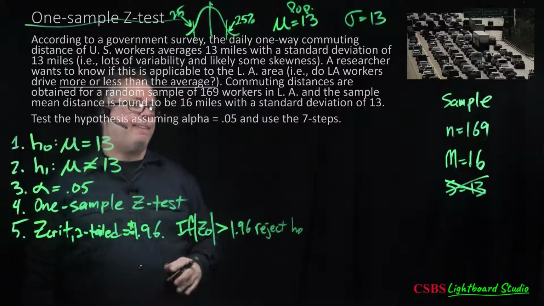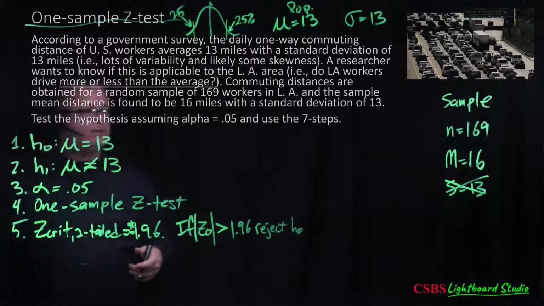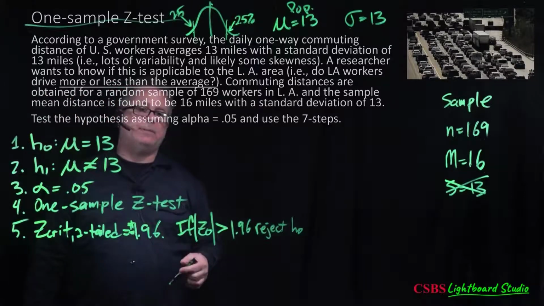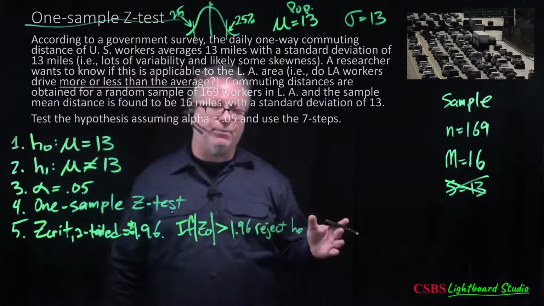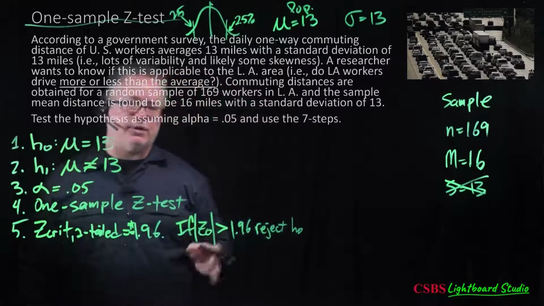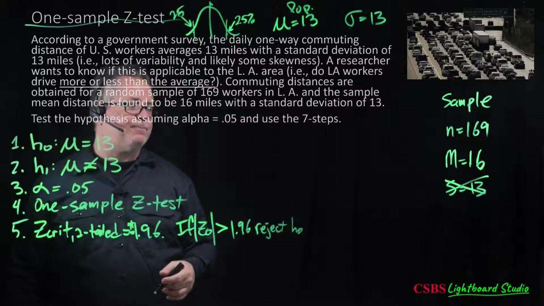Okay? Pretty straightforward. The nice thing about using z-tests is that there's not a different z-critical for every degree of freedom. It's the same. 1.96 is the two-tailed value for z. It doesn't change because of degrees of freedom or anything.